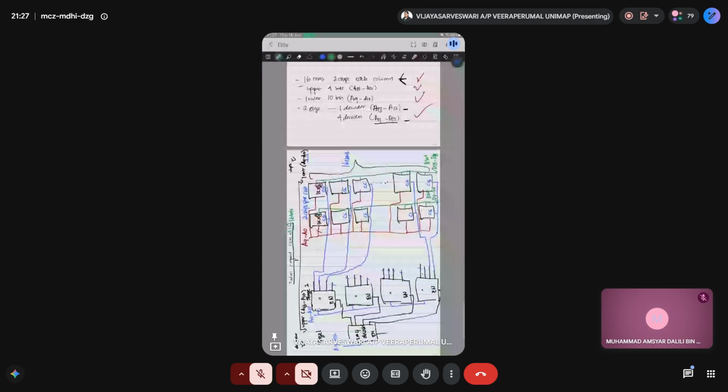So ada apa-apa yang you tak faham ke? Oh my god, dah expose mata tengah lah. Okay.